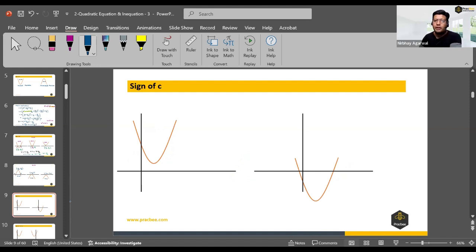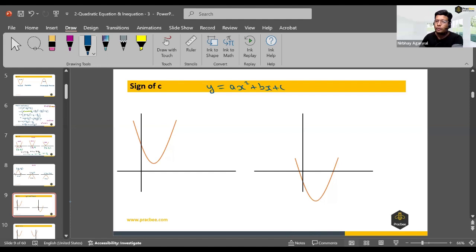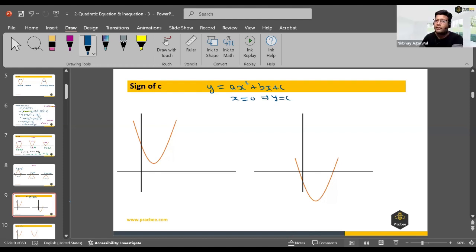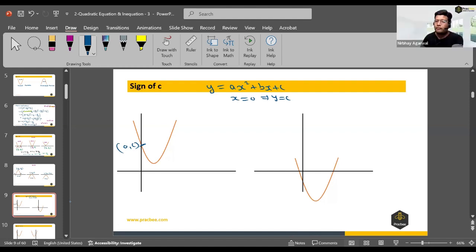So I am going to write the polynomial y equal to ax square plus bx plus c. Suppose if x is 0, in this case y will be equal to c. This condition occurs when the graph cuts the y-axis, because at the y-axis the x point will be 0. So this coordinate will become 0 comma c. That's why this graph cuts on the positive y-axis.